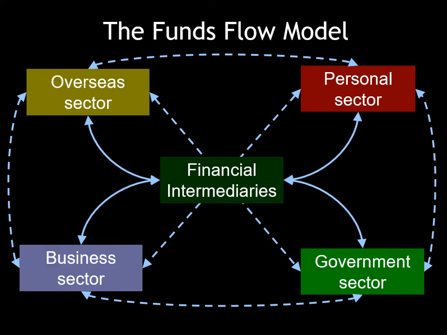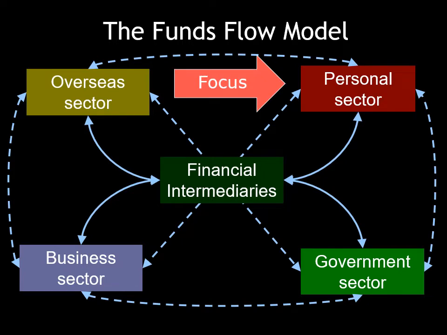Kindly look at the diagrams here. This is a fund flow model where money flows in different directions. They have different areas: the overseas sectors, business sectors, government sectors, and personal sectors. Money is flowing through the banks or financial intermediaries. For us, we'll be focusing on the personal sector.